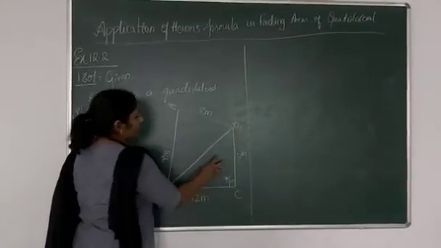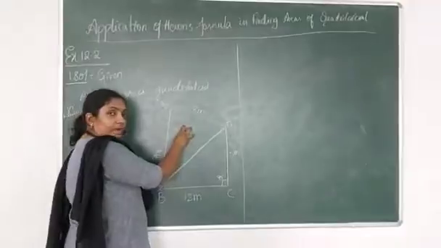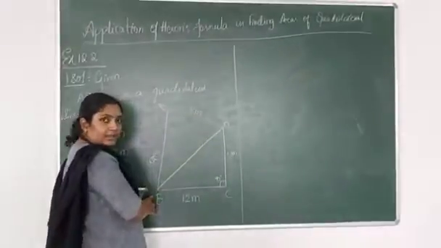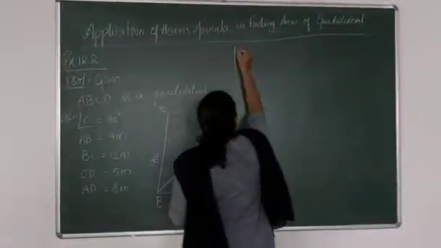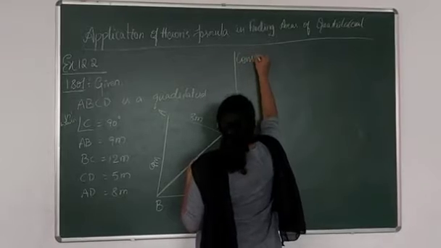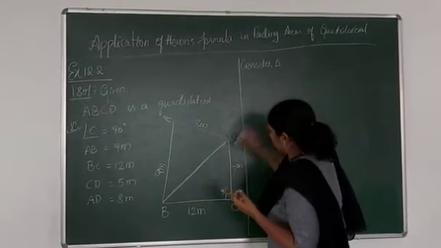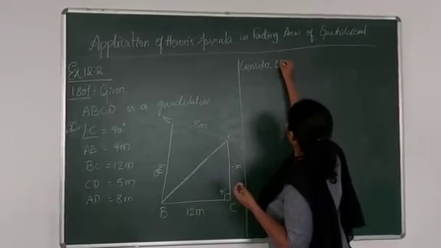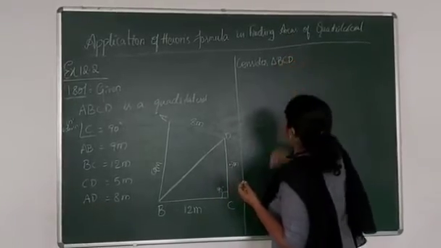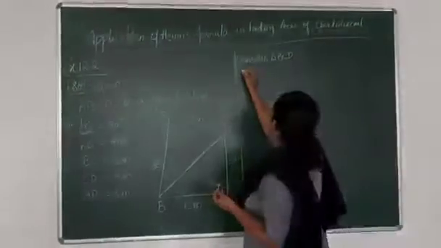See here, to calculate the areas of these two triangles, I need the length of this, so we can find it out. Consider triangle BCD, right?